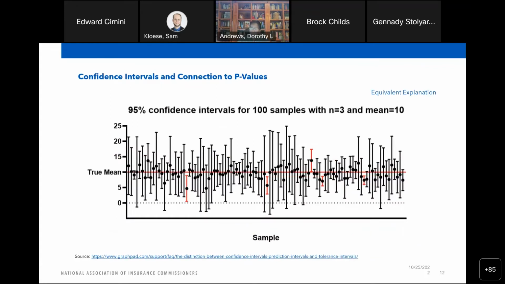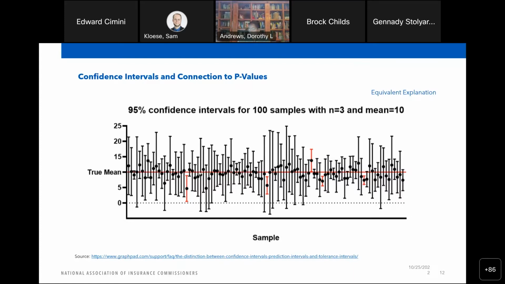Another way of thinking about a confidence interval is if you take random draws from a population multiple times, then you would expect the true value to lie in those intervals 95% of the time. In this graphic, if we took 100 samples with n equal 3 and a mean equals 10, and calculated the mean and the confidence interval for each one of those samples, we would expect 95 of them to contain the true mean.